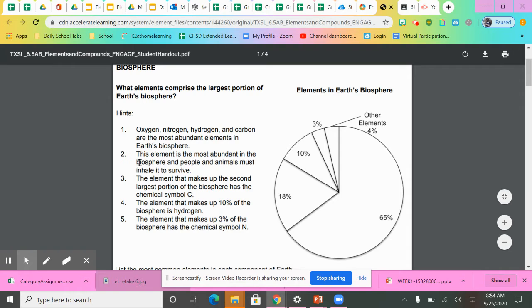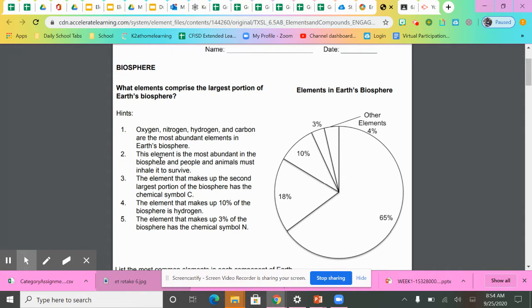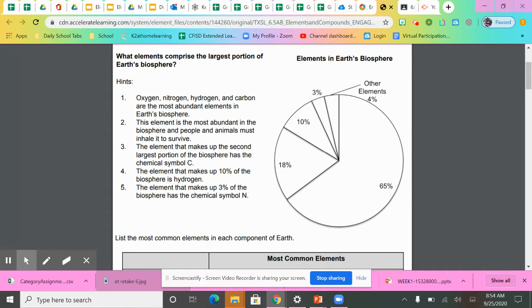So here it says this element is the most abundant in the biosphere, and people and animals must inhale it to survive. What element out of these four do we need in order to survive? Okay, so I'll give you a hint. Oxygen, or the answer rather, oxygen is the one we need to survive.